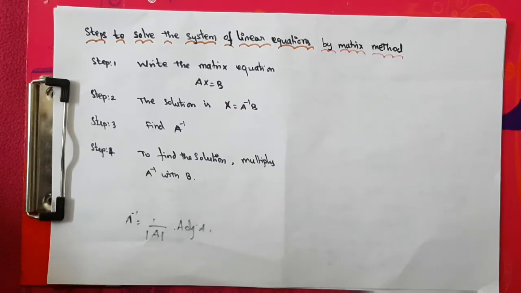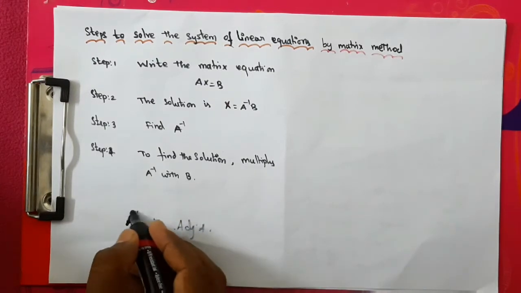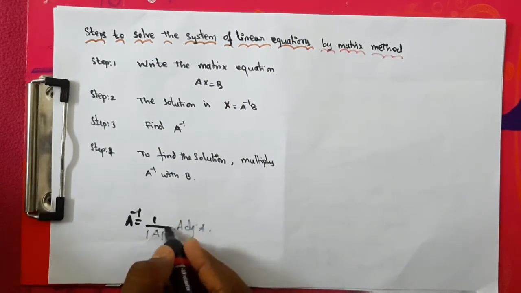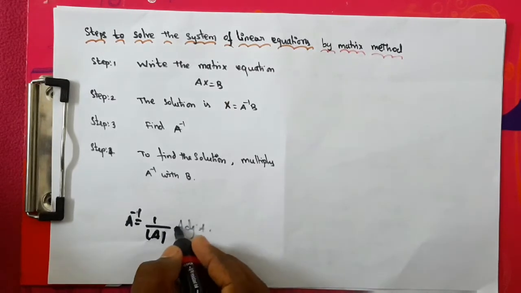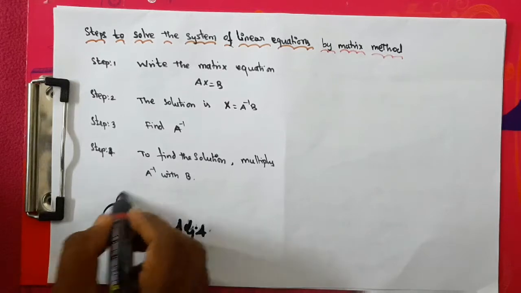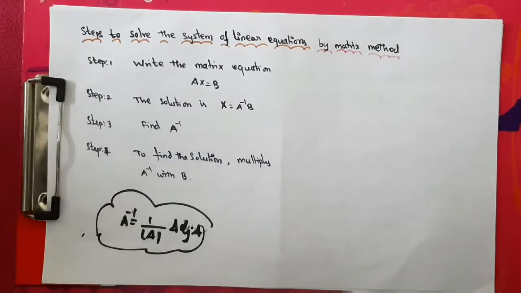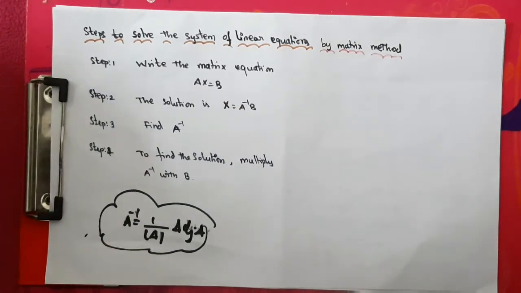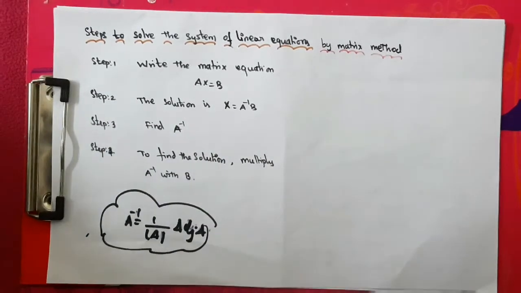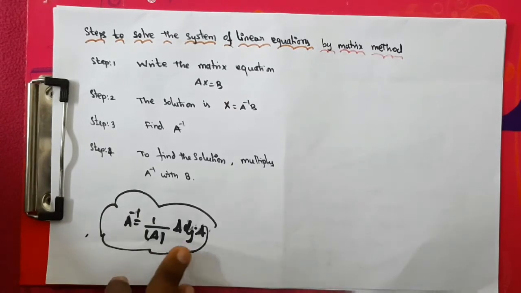So when can we find A inverse? When the determinant of A is not equal to 0. So we can find A inverse equal to 1 by determinant of A into adjoint of A. This particular formula we are going to use is applicable only when the denominator, determinant of A, is not equal to 0. A inverse will exist when determinant of A is not equal to 0. Okay, so now we know the A inverse formula.